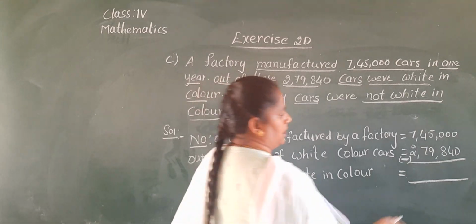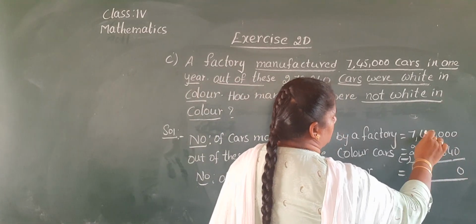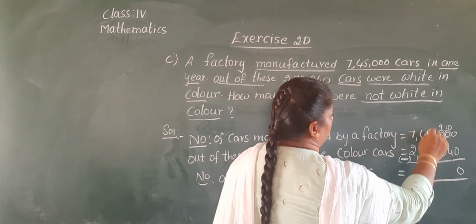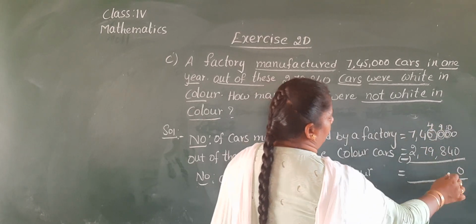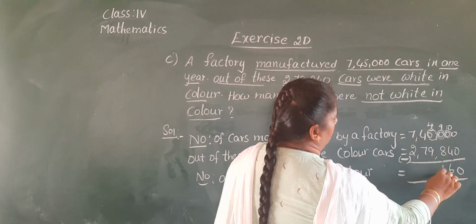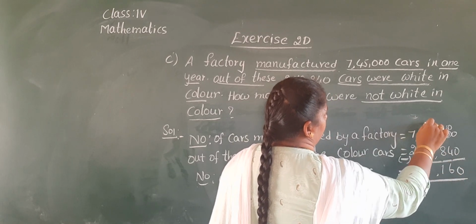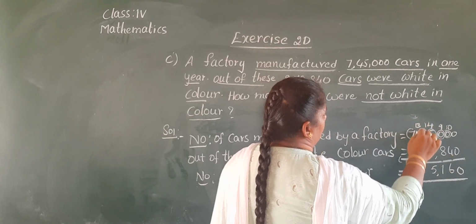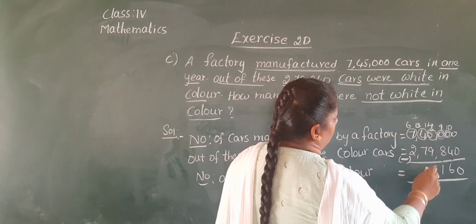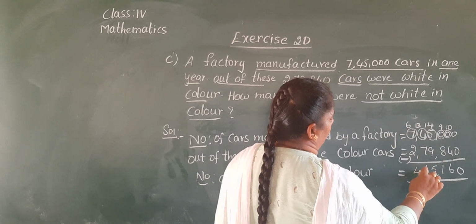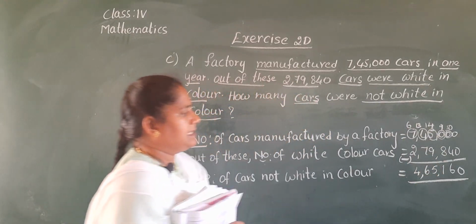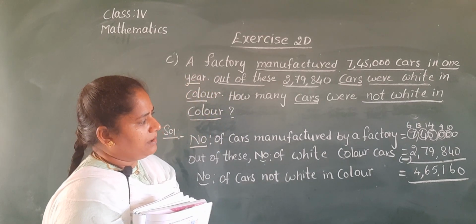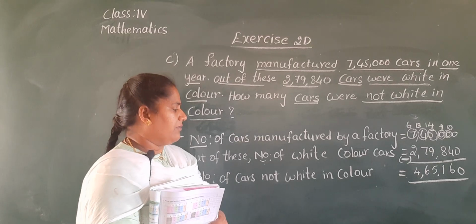0 minus 0, 0. 0 minus 4 not possible. Take borrow 10 and this 0 become 9. 5 before 4. 10 minus 4, 6. 9 minus 8, 1. 4 minus 9 this is borrow. So 14 minus 9, 5. 13 and 7 before 6. 13 minus 7, 6. 6 minus 2, 4. So 4,65,160. Okay, ma? So not white color cars.